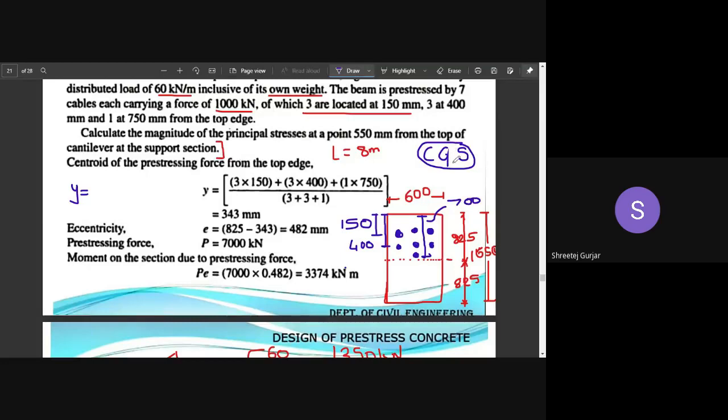The point of CG of steel from the top fiber is given by the summation of the number of steel wires into their distances, Y, divided by the summation of the number of wires. We need Y here, so we need to cancel out this number; hence I divide by the summation of numbers, because this number and this will cancel out. You will be left with Y. Remember this formula, which we will use to determine the CGS.